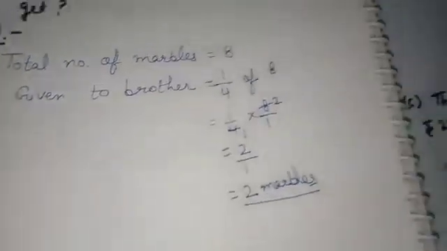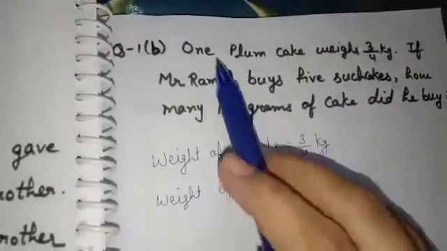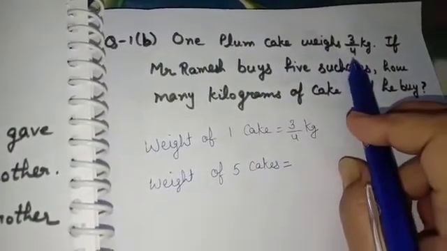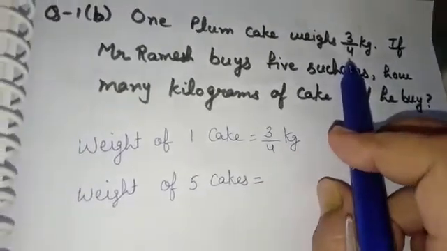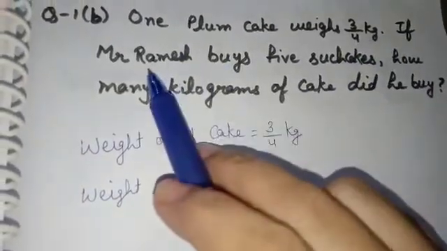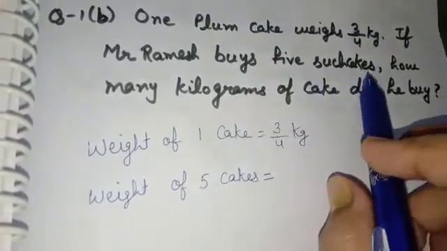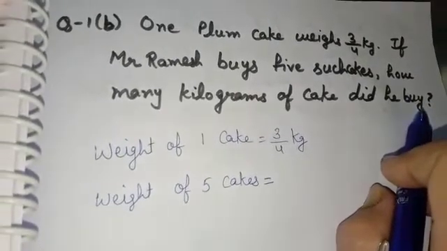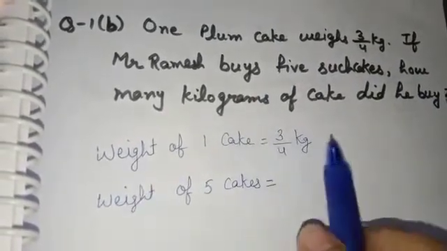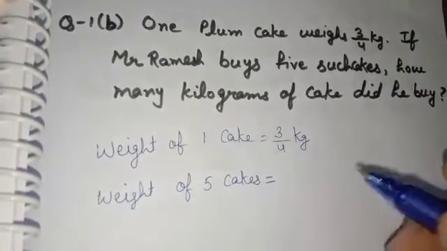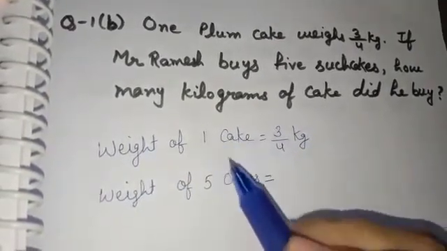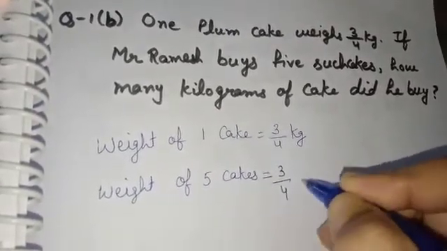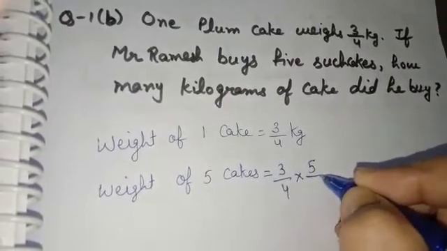Let's move to its B part. One plum cake weighs 3/4 kilogram. If the weight of one cake is 3/4 kilogram, and Mr. Ramesh buys 5 such cakes, how many kilograms of cake did he buy? It's a simple question: the weight of one cake is given, and we need to find the weight of 5 cakes. If something for 1 is given and we need to find for more, which operation do we use? Multiplication. So 3/4 multiplied by 5.